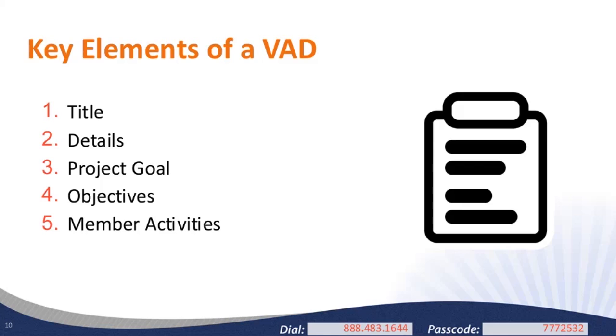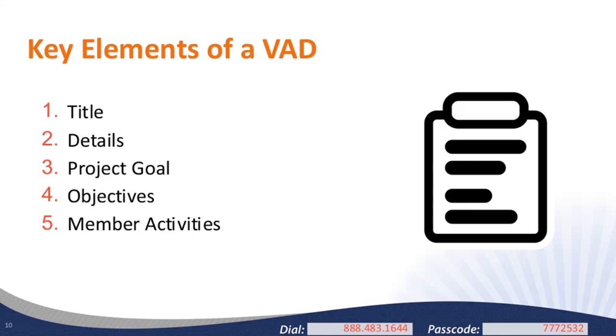And a tip for that is when creating multiple VADs for VISTAs doing similar work, you can save time by copying and pasting some elements of the text into those VADs. Each still needs its own title. Each has to have its own unique title, but you can copy and paste some of that to help save you some time.